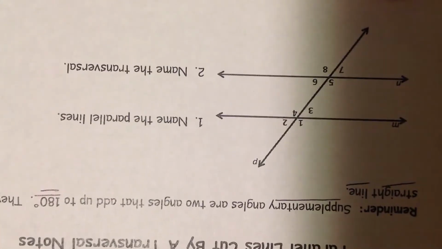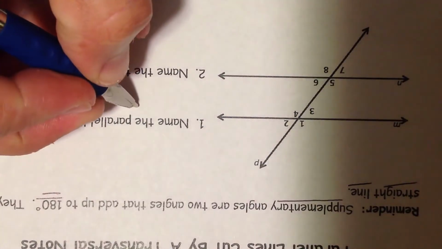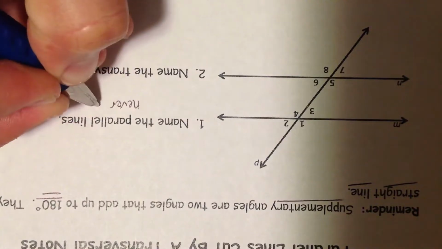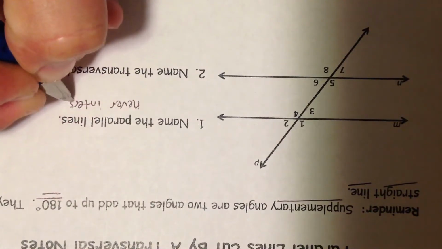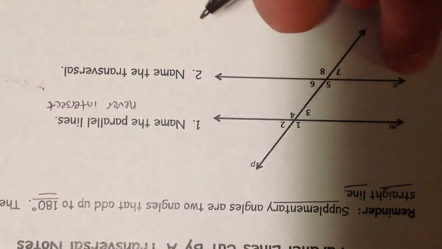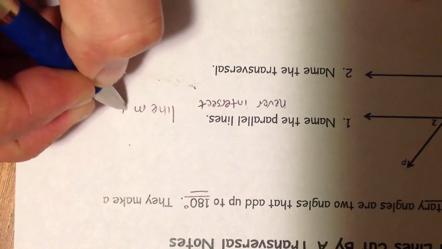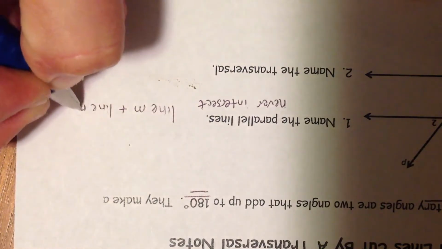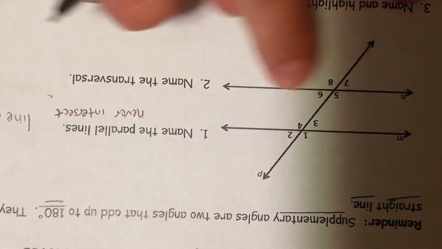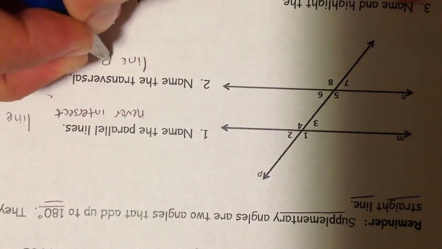So the first question that they ask us is to name the parallel lines. Well, again, parallel lines mean that they will never cross or never intersect. So the two lines here that never intersect are line M and line N. Transversal means the line that cuts through them. So the line that cuts through the two parallel lines is line P.